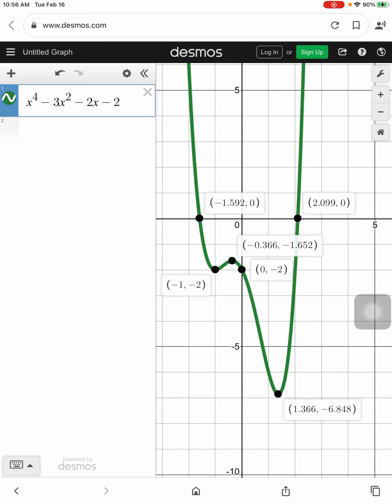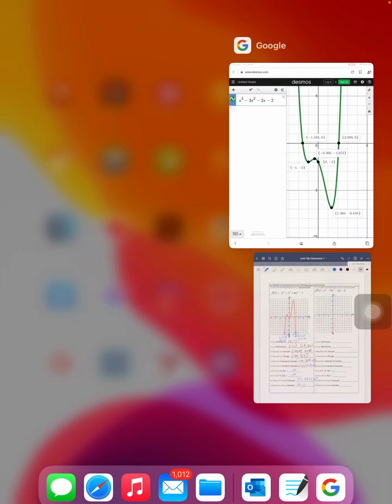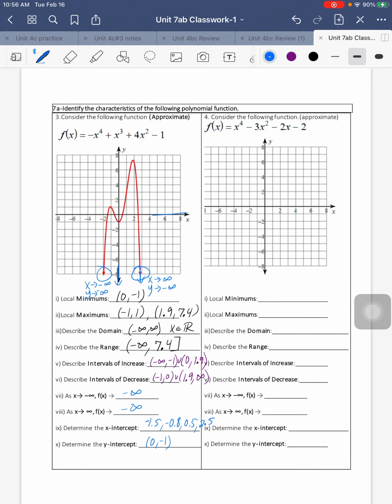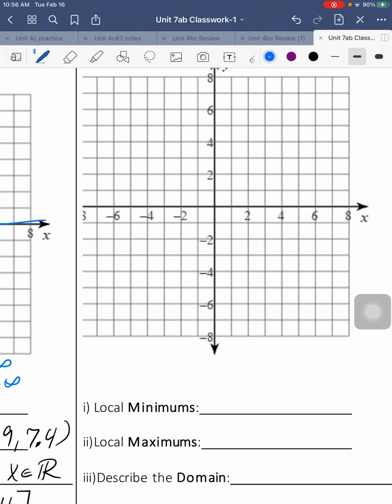So you've got to be very careful how you put your equation in to make sure all the positives and negatives are right. And then it's just paste it over. It's going to be kind of a wonky W looking graph. X-intercept is at -1.6.